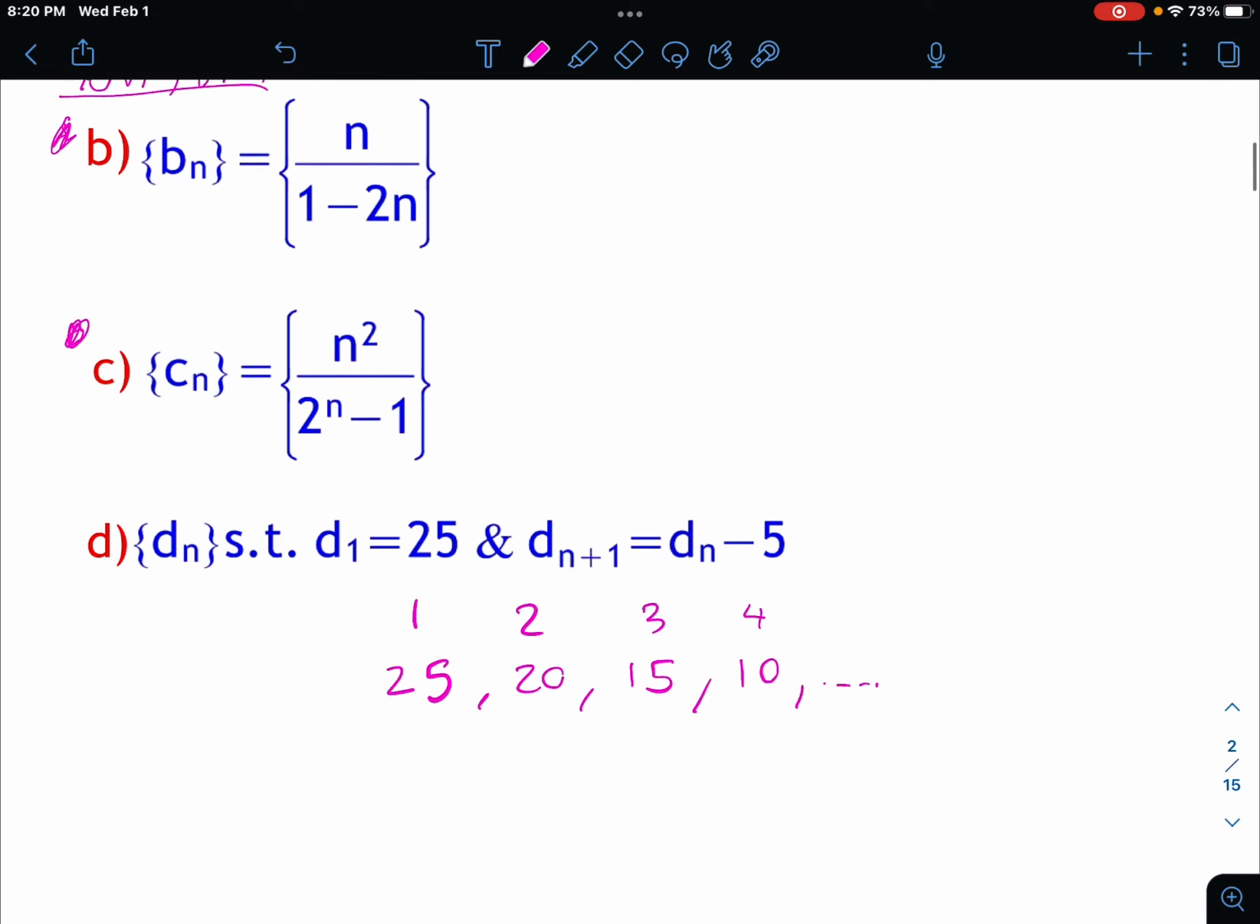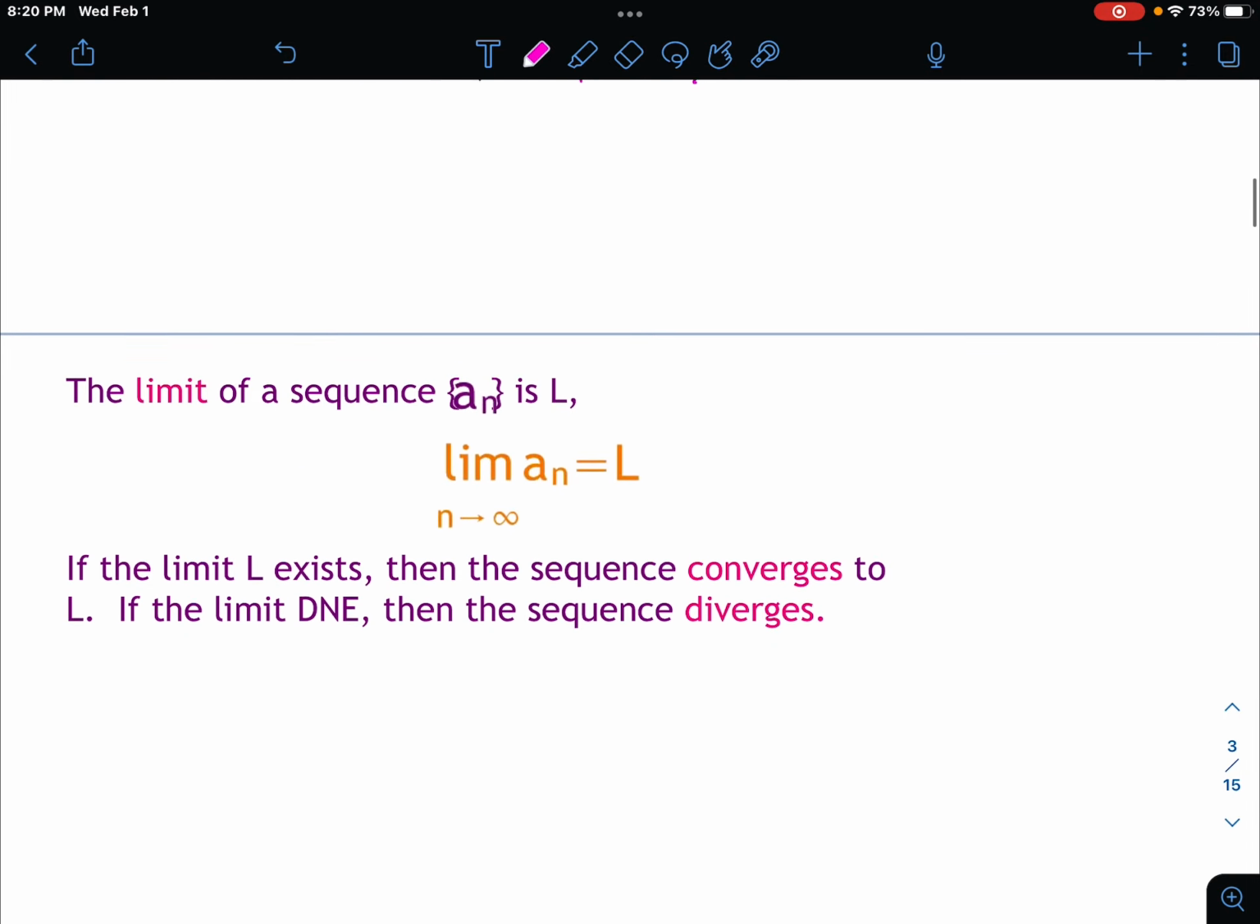All right, now we're going to go on a little bit further. This is the idea of a limit of a sequence. First off, the limit of a sequence, a sub n, is L. It is written like this. The limit as n approaches infinity of a sub n is equal to L.